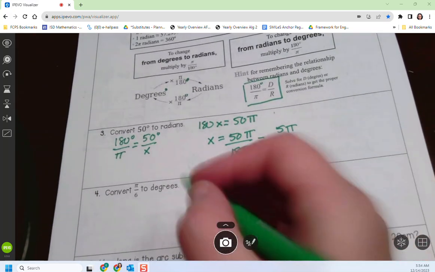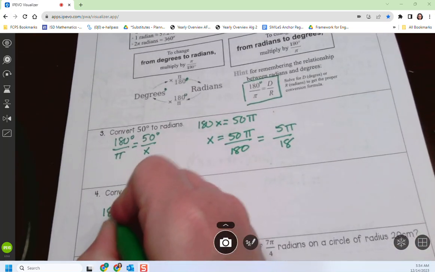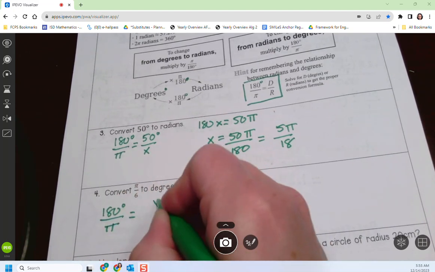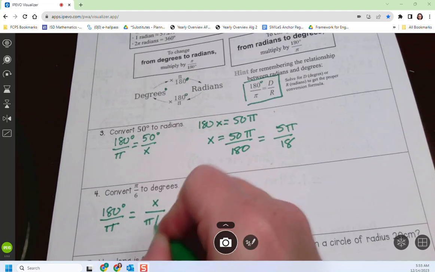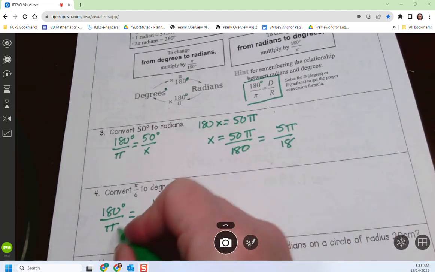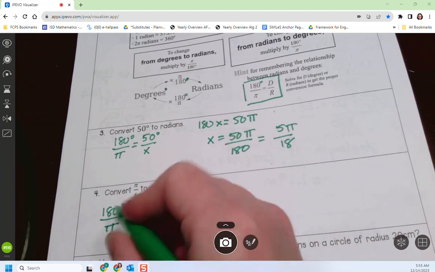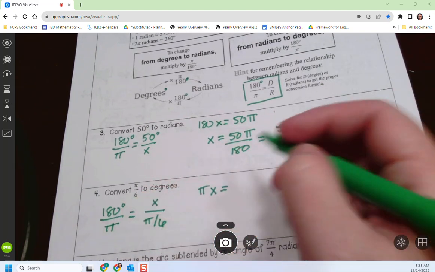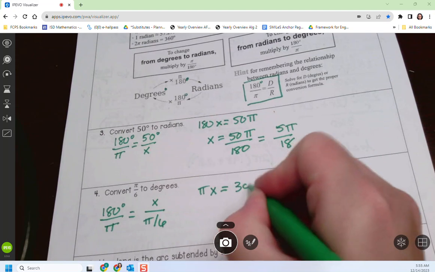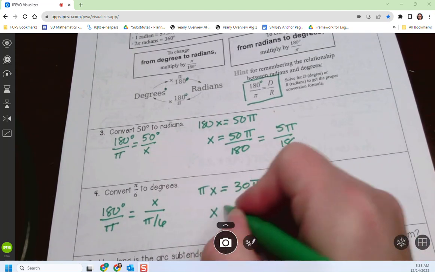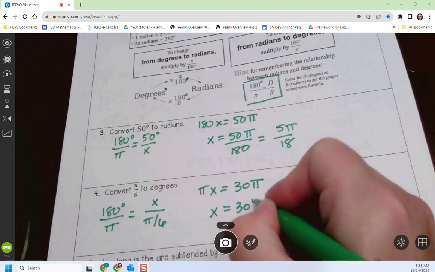To convert to degrees, I'm going to do the same setup. 180 degrees over pi radians, x degrees over pi over 6. That would give me pi x, and that would give me 180 divided by 6 is 30 pi. And the pi's will cancel, and I just get x is equal to 30 degrees.